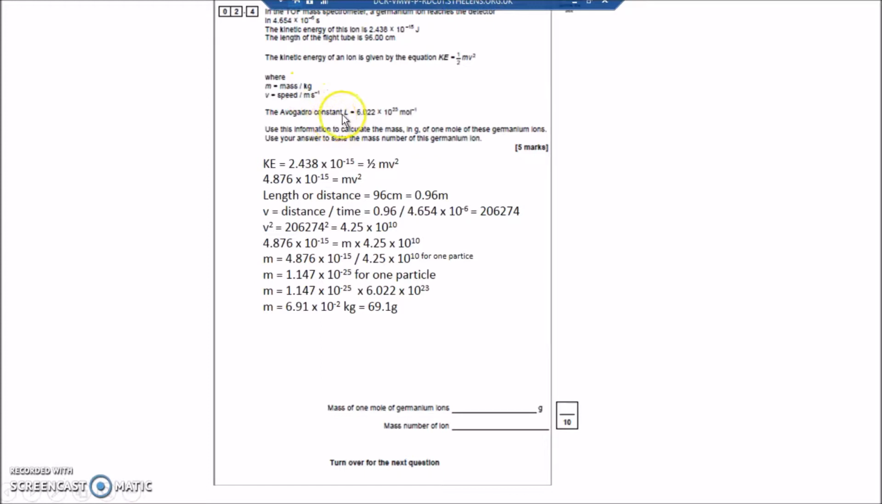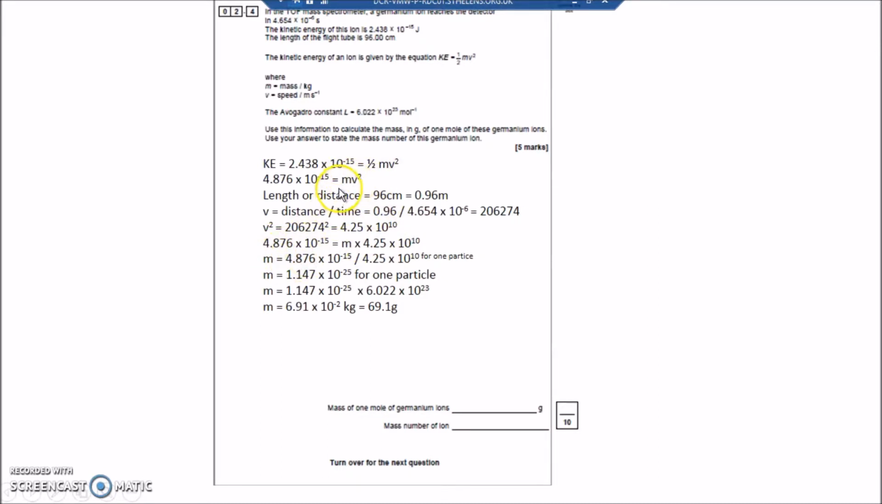somewhere it tells you time reaches the detector in 4.65 times 10 to the minus 6 seconds. That's correct. It should be in seconds. 206,274 is the velocity. So v squared is this value squared, 4.25 times 10 to the power of 10. So now I can substitute this in.